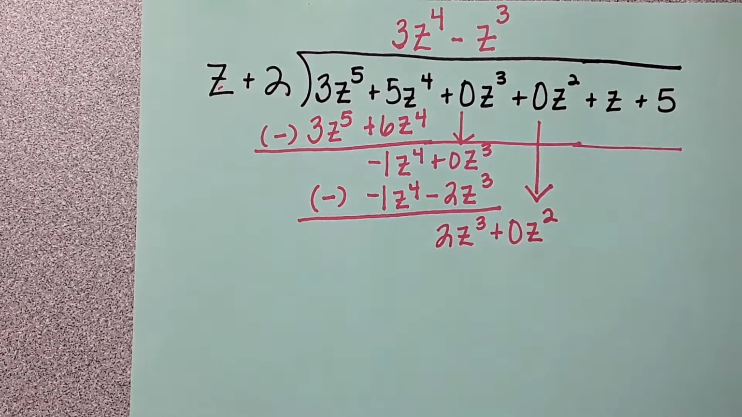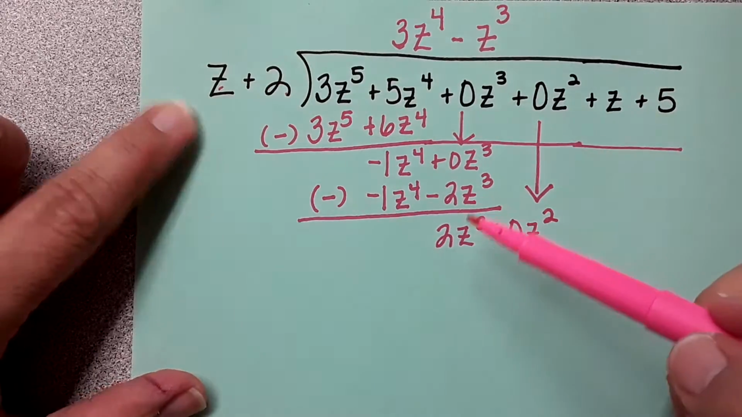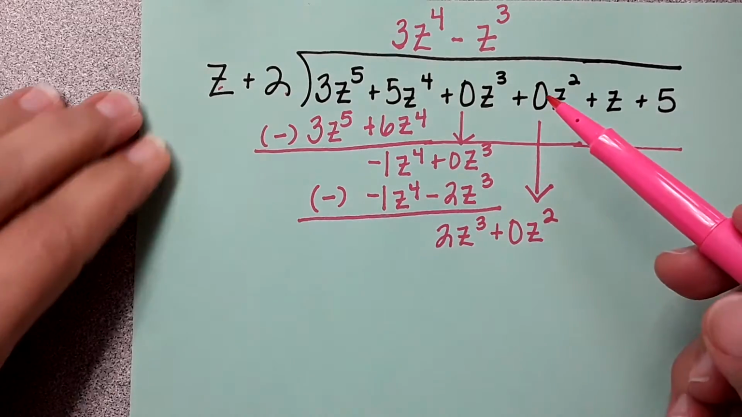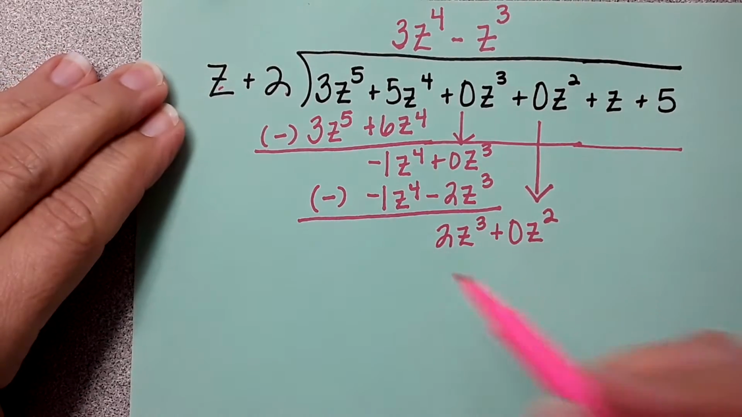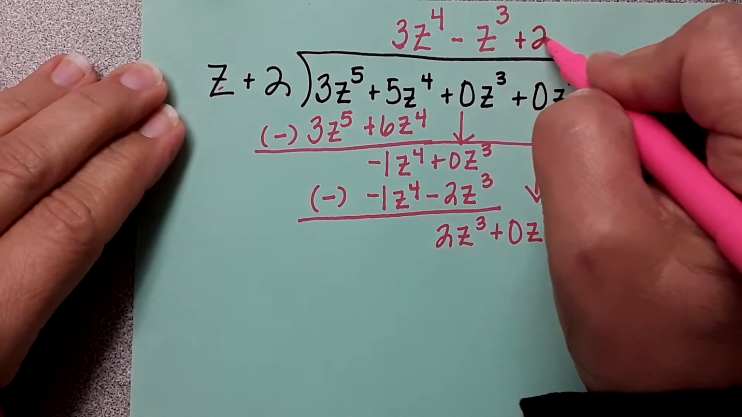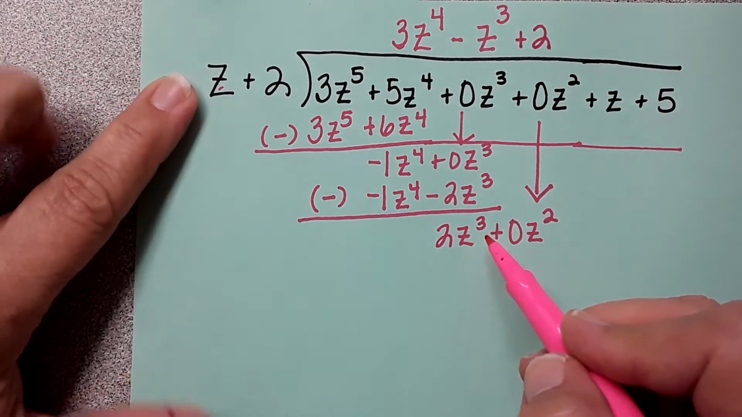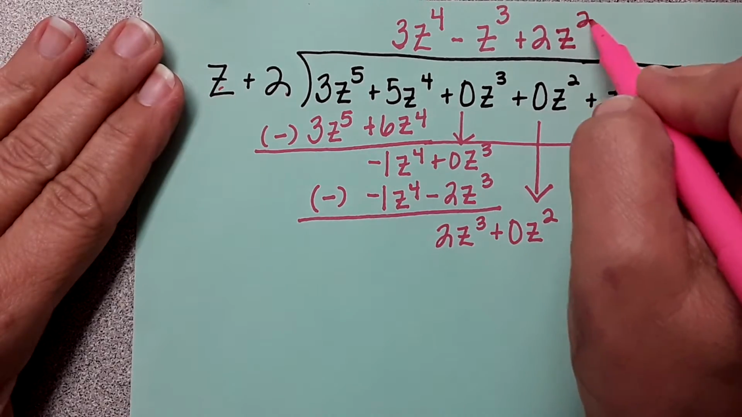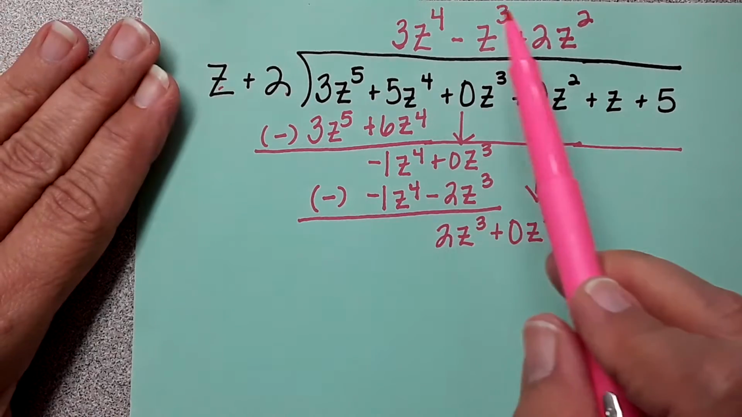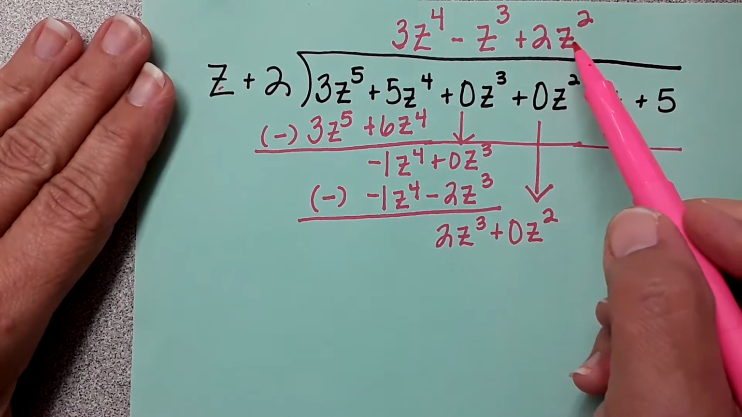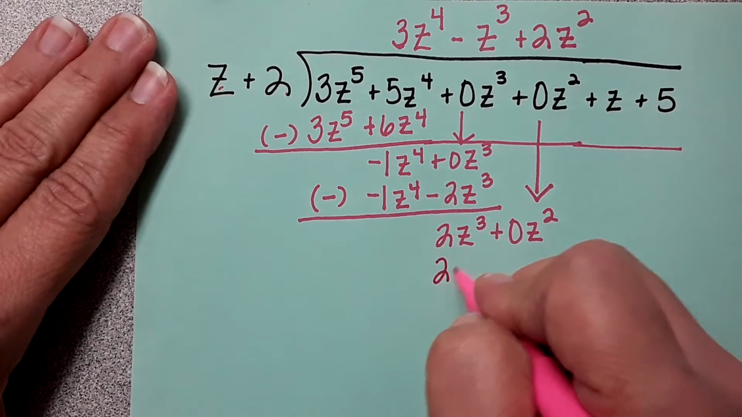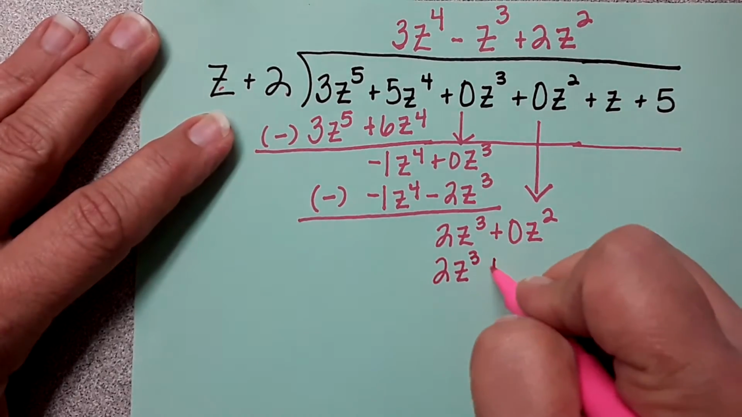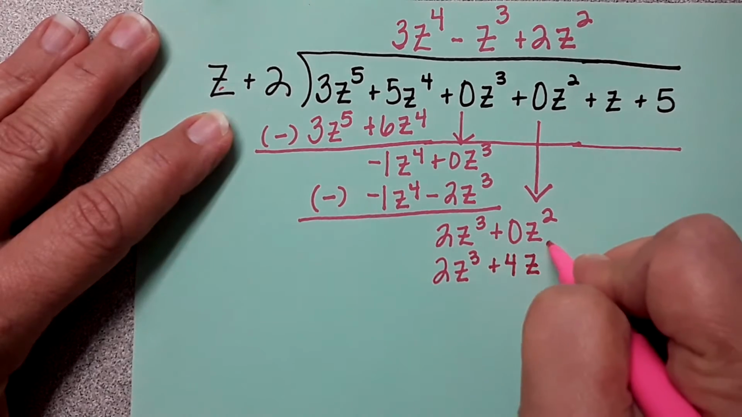And again, what can I multiply z by to get 2z to the 3rd? Well, it's positive 2, so I know I'm going to need a positive 2. I have 3 z's. There's 1 z, so how many more z's do I need? Yep, z squared. Notice the exponents are going down: 4, 3, 2. 2z squared times z is 2z to the third. 2z squared times 2 is positive 4z squared.